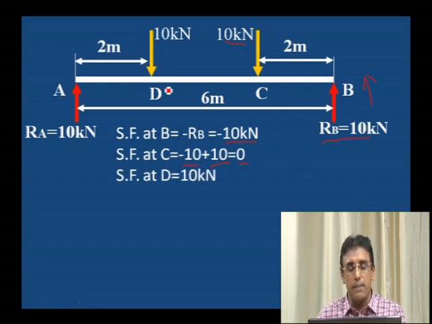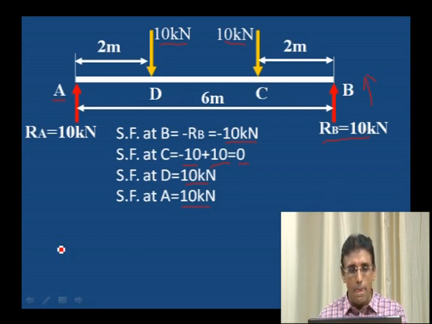Shear force at D: previous value 0, plus 10 kilonewton acting downward, plus 10. Therefore, shear force at D is equal to 10. From D to A, no load is added. Therefore, shear force at A equals the previous value, 10 kilonewton. Shear force is constant from D to A, and constant from B to C. From C to D, shear force is 0.